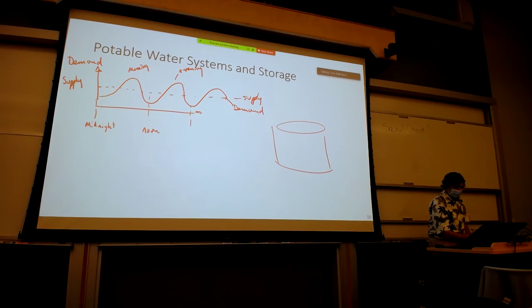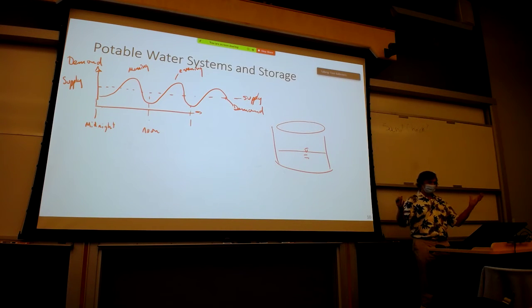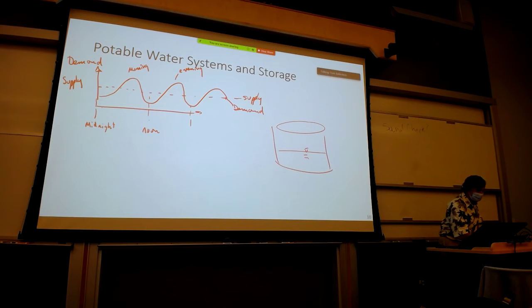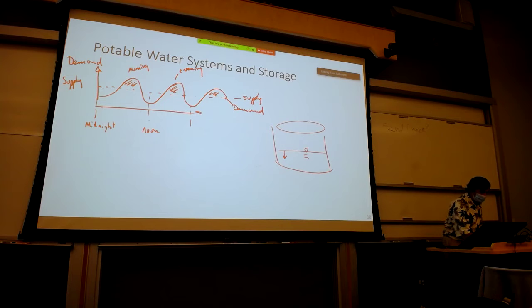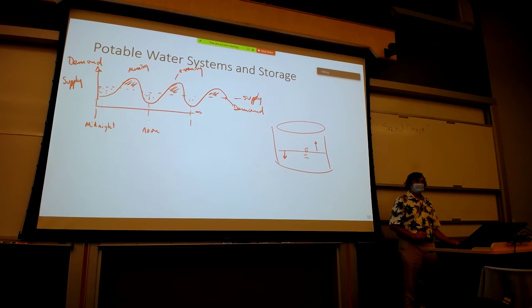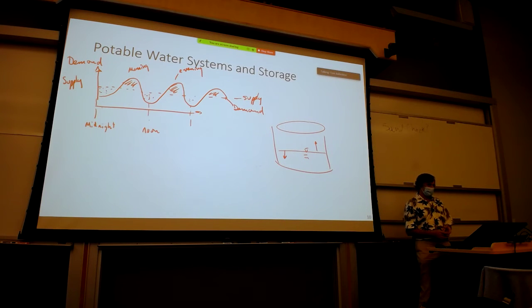So you have these tanks, and at any given time, you have a water level on the tank. And what's happening when demand exceeds supply? You're draining the tank. And at the times when supply exceeds demand, you're filling the tank. And so what we typically use is storage to even out demand, to equalize, or it's known as equalization storage. And we use that in a lot of engineered systems.